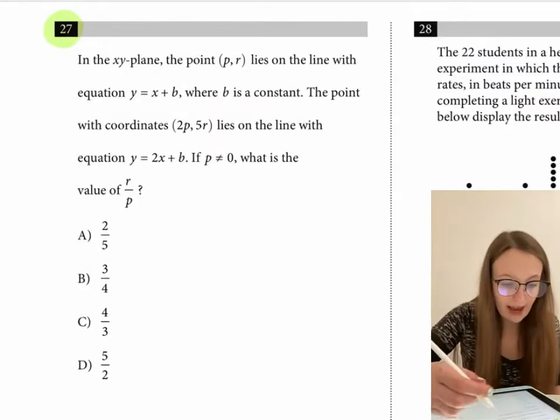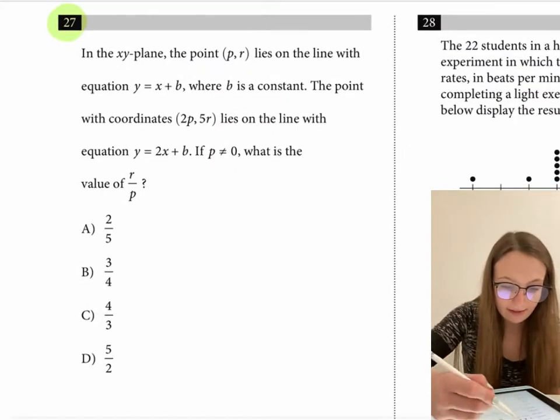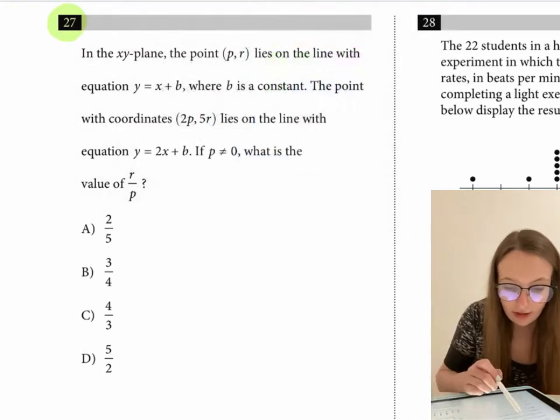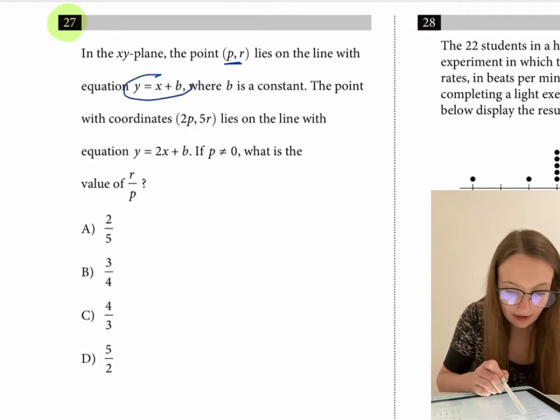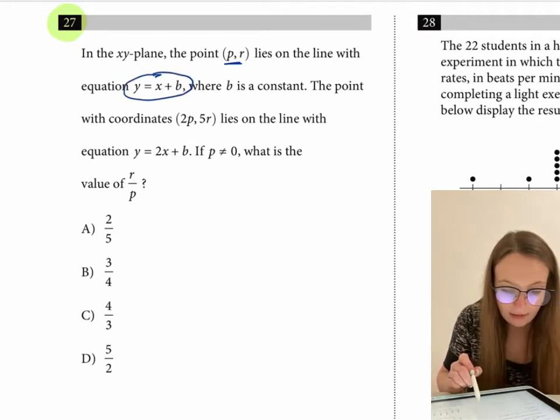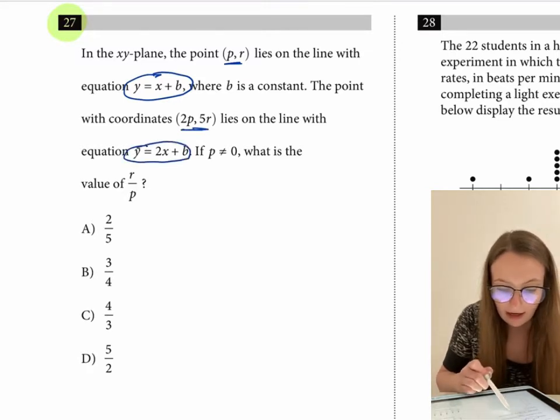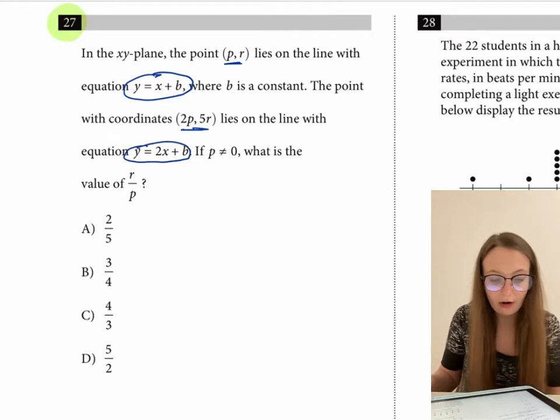Up next, we have number 27. They tell us in the question, the point P comma R lies on the line with this equation, where B is a constant. The point with coordinates 2P comma 5R lies on this line right here. If P cannot equal 0, what is the value of R over P?